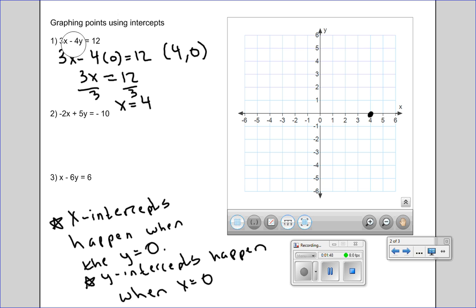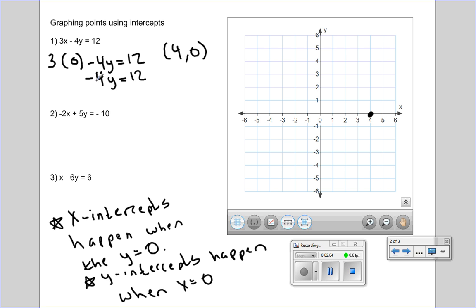Now I'm going to go ahead and erase this part here, and I'm going to go find my y-intercept. The y-intercept happens when x is 0. So 3 times 0 now, minus 4y equals 12. Well, 3 times 0 goes away, so negative 4y equals 12. Divide by negative 4, so y equals negative 3. So my x was 0, and my y was negative 3. So the point is 0, negative 3.